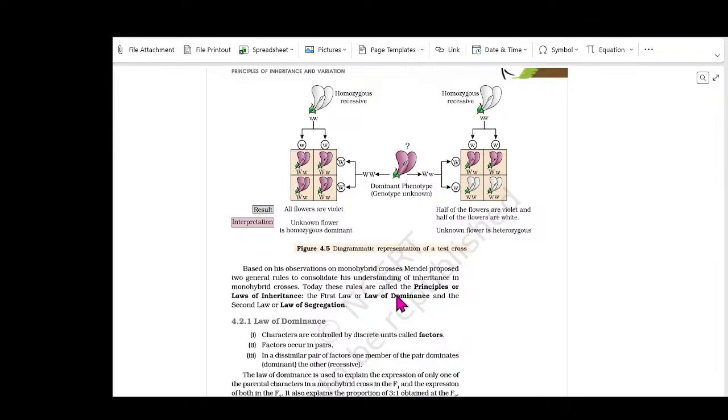4.2.1 Law of Dominance. 1. Characters are controlled by discrete units called factors. 2. Factors occur in pairs. 3. In a dissimilar pair of factors, one member of the pair dominates (dominant) and the other is recessive.